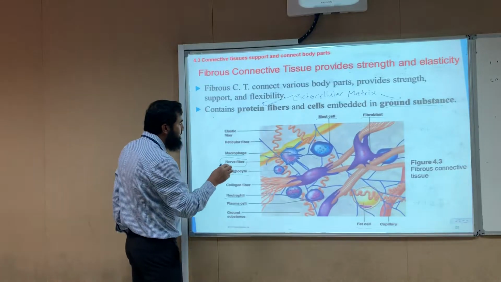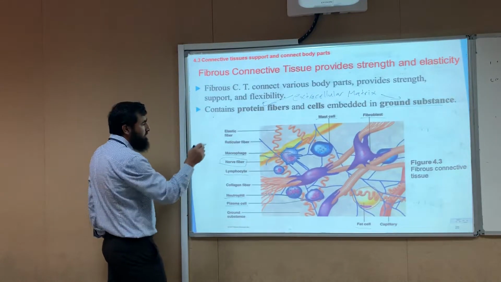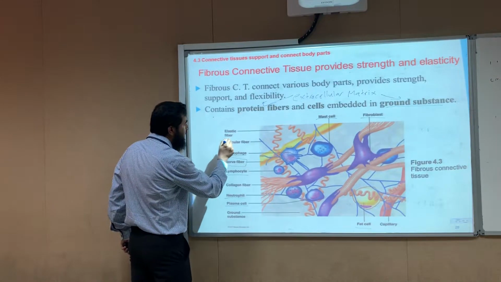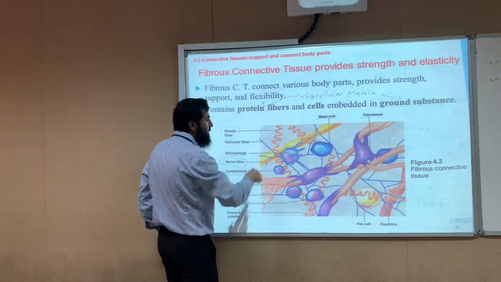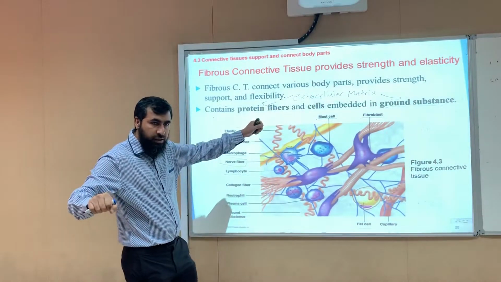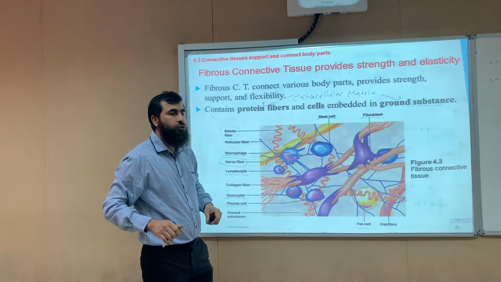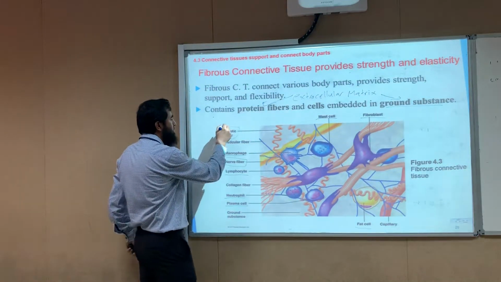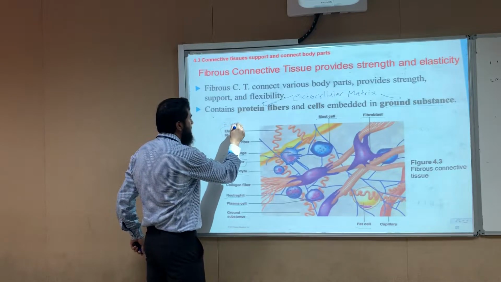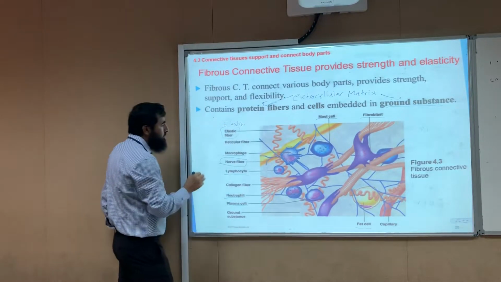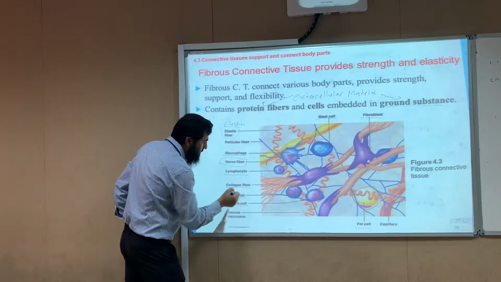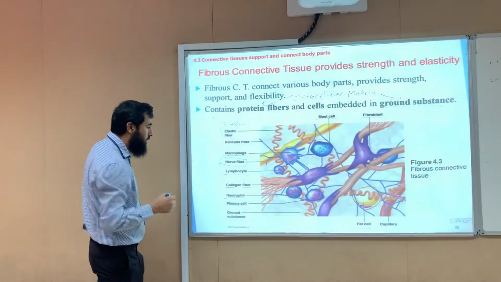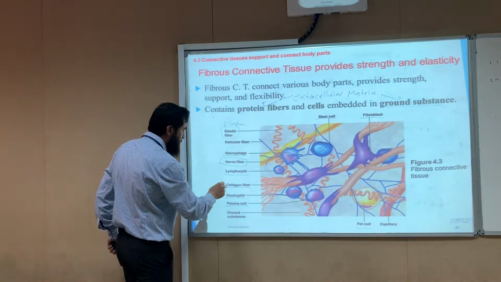Then we have the different types of fibers, okay? We have three different types of fibers. We have the elastic fibers. These are thin fibers that can stretch, and they're made up of a protein called elastin. Then we have the much thicker fibers, which we call the collagen fibers. They're mostly made up of collagen, so they're strong collagen fibers.